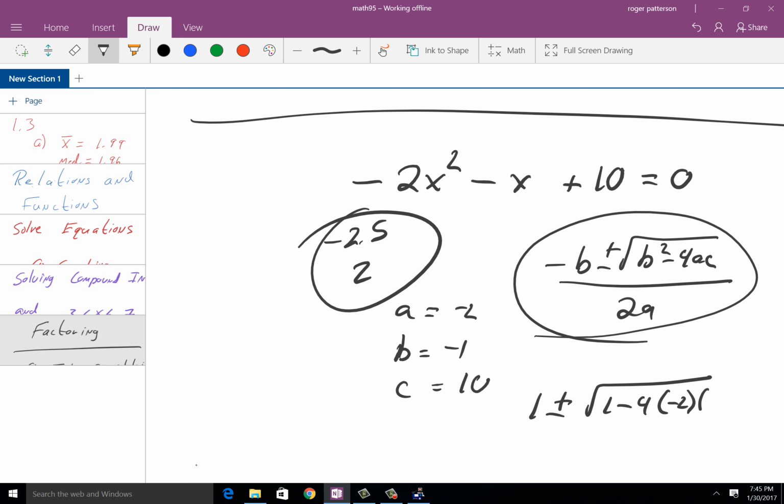4 times negative 2. And I'm not going to do a whole lot with this because it's a negative b, because you're taking the opposite of b. Then you have the square root of b squared minus 4a times c. If you take negative 1, you square it. That's going to be 1. I always square it in my head.